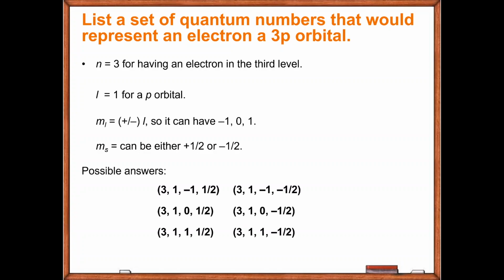Okay, so that means my possible answers for this are all of these. Okay, so 3, 1, minus 1, positive 1/2, and then the same set with an opposite spin. Okay, and then you just go on down for each value of m sub l. Okay, so minus 1, 0, and 1, and then 1/2, 1/2, minus 1/2, minus 1/2. Okay, so any of those answers would be correct. So it just says list a set of quantum numbers. So any of those answers could be correct.